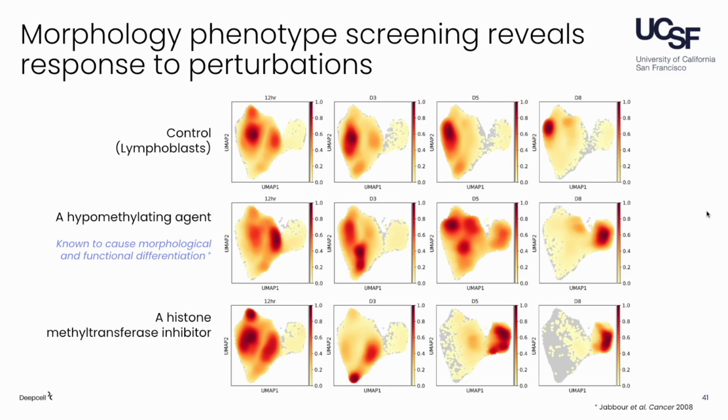Shown here are the results of a time course experiment where these cells were imaged 12 hours, 3 days, 5 days, and 8 days after treatment. We collected a separate time series from controls and from treatment with two chemotherapy drugs, a hypomethylating agent and a histone methyltransferase inhibitor. Each of these drugs resulted in cell death, which can be seen by the movement of these cells to the far right compared to the controls. But what's exciting is that at 3 and 5 days, pockets of cells which were resistant to treatment could be identified by morphology and isolated for further study with other assays.